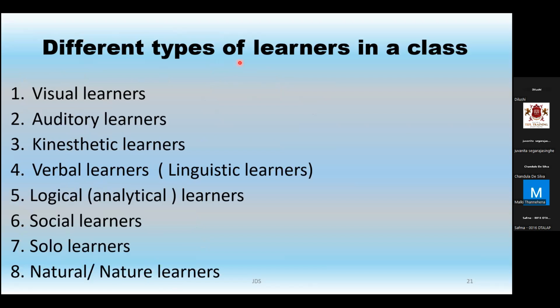Look at the different types of learners in a class. You have visual learners, auditory, kinesthetic, verbal learners, or linguistic learners. Those of them who are good in verbalizing or using language to learn certain things, right? So they can be even people who memorize certain phrases or expressions and learn through that.